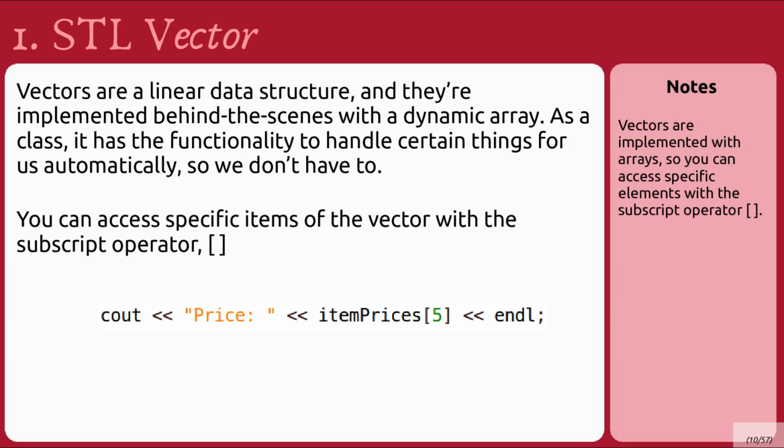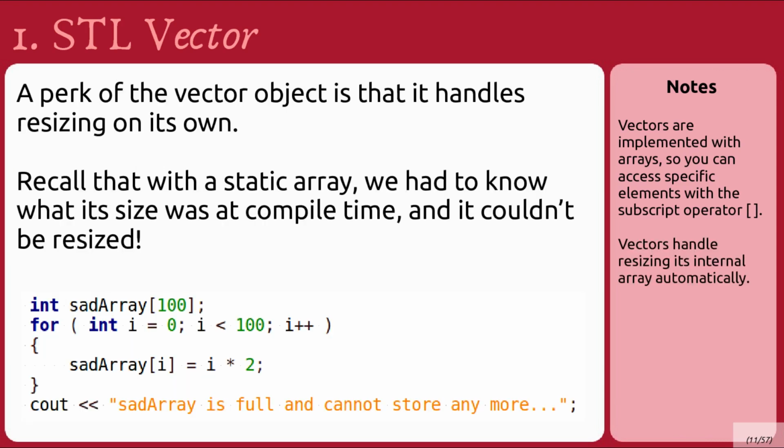Vectors are a linear data structure, and they're implemented behind the scenes with a dynamic array. As a class, it has the functionality to handle certain things for us automatically so that we don't have to. You can access specific items of the vector with the subscript operator, just like you would with an array. A perk of using the vector object is that it handles resizing on its own.